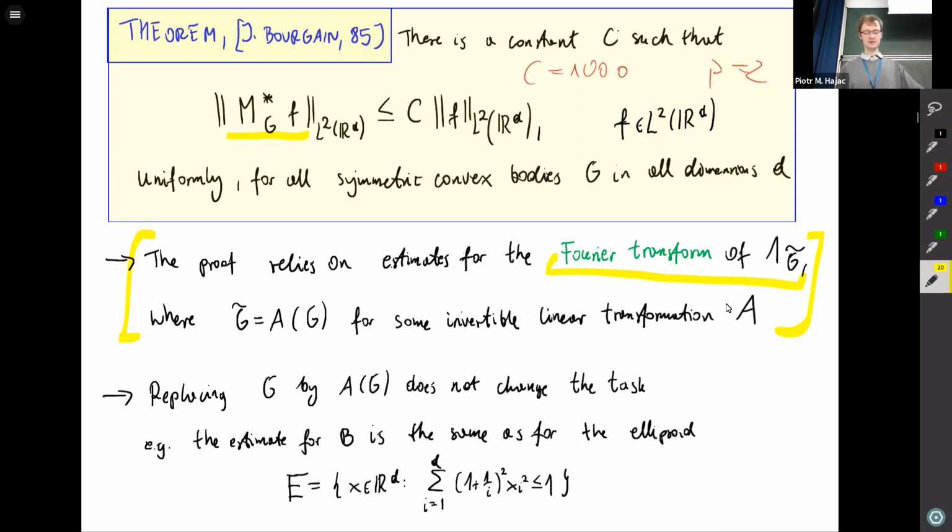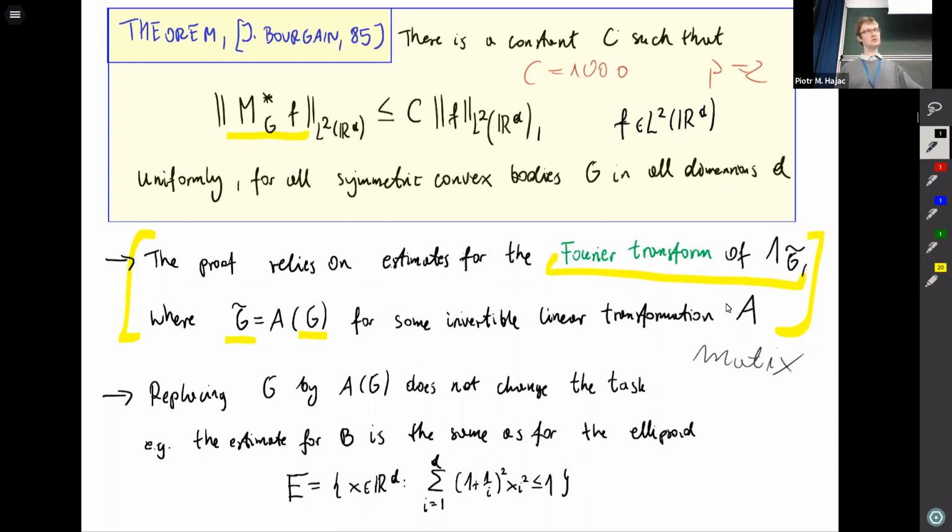Okay, so the first point in the argument of Bourgain was that he realized immediately that one can replace the convex set G by another convex set G tilde if you apply a linear transformation A. And a linear transformation means a matrix here. So if you take a set G and you map all of its points by a matrix A, then you get another symmetric convex set G tilde. And it turns out that the norms of the maximal functions are the same. So it doesn't matter if we take G or any mapping of the set G.